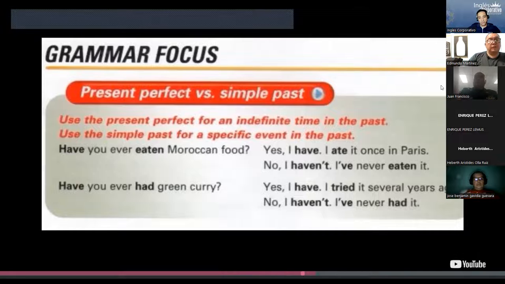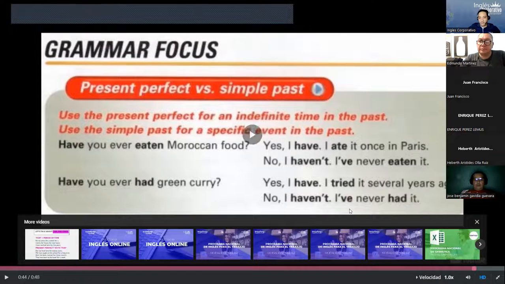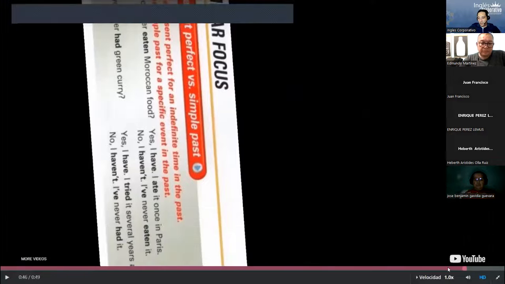Have you ever eaten Moroccan food? Yes, I have. I ate it once in Paris. No, I haven't. I've never eaten it. Have you ever had green curry? Yes, I have. I tried it several years ago. No, I haven't. I've never had it. Oh, I need that chart here.